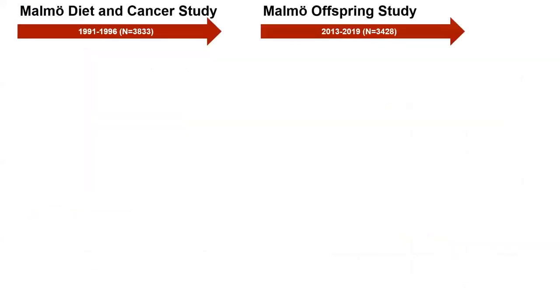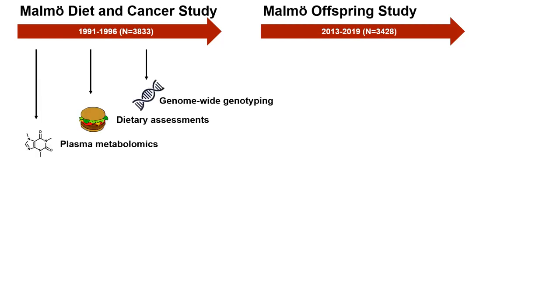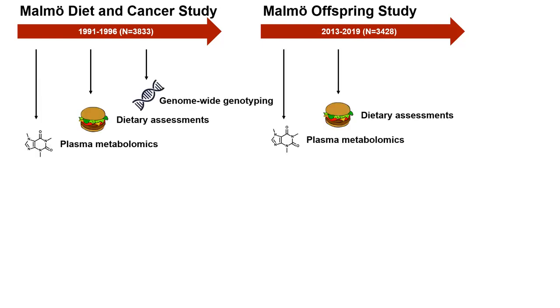contacted our collaborators in Sweden, and we got access to these two cohorts with untargeted metabolomics data. And these cohorts are good because they are very, very well phenotyped. So we have untargeted metabolomics data available, as well as dietary assessment data and genome-wide genotyping.